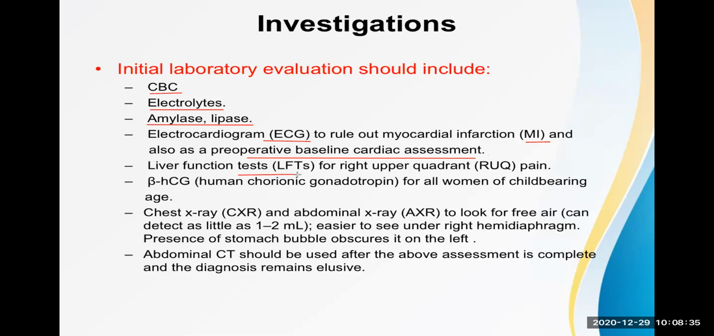Liver function test for right upper quadrant pain. Liver function test is done if the patient gives a history of right upper quadrant pain, like cholecystitis, gallstone, hepatitis, isn't it? Like obstructive jaundice, for example. So what are the parts of liver function test, or what are the components? Yes?